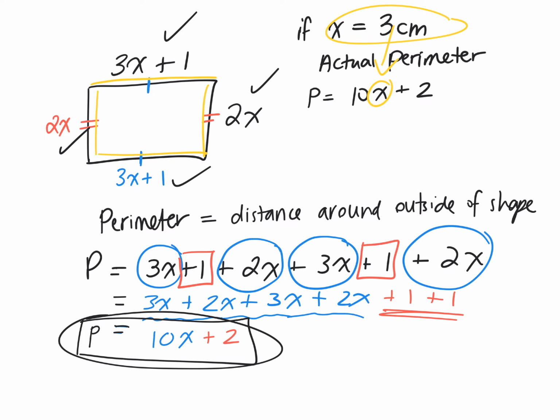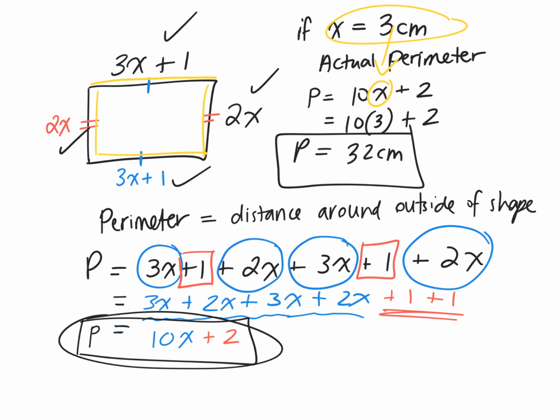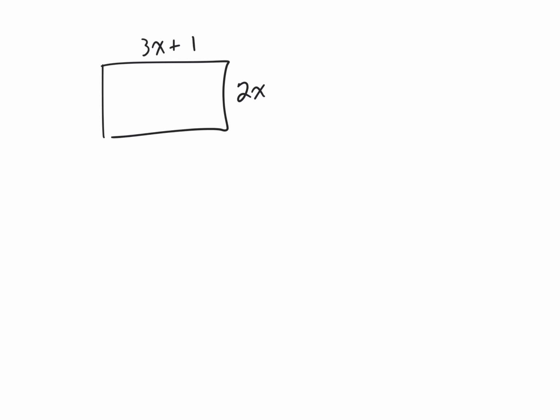What does 10x mean? 10 plus 3, 10 times 3. Good. So what's the actual perimeter? What's 10 times 3? 30 plus 2? 32 centimeters. Okay, so if now we're trying to calculate the area, the area is equal to length times width, right?